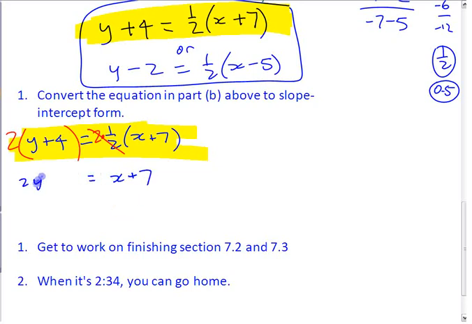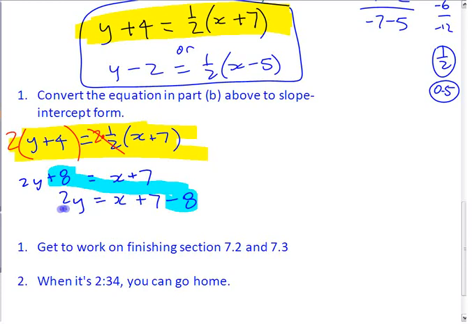This is 2y plus 8. 2y equals x plus 7 minus 8. Move this over. I'm doing something I have to undo here again because I times by 2. I was thinking I was putting it in general form. I'm not putting it in general form. I'm putting it in slope-intercept form, so I'm doing something that I didn't need to do, but that's okay.